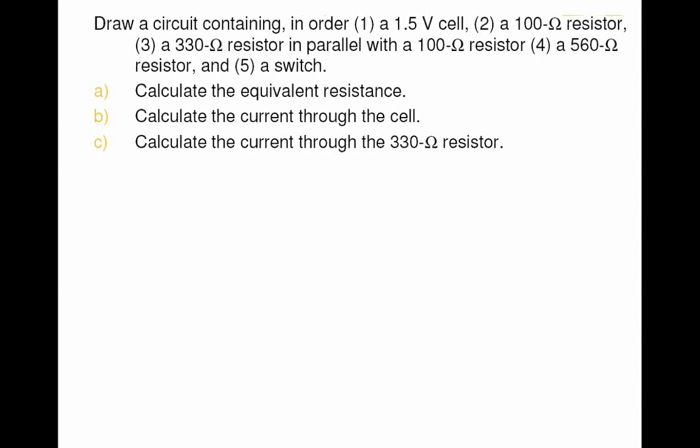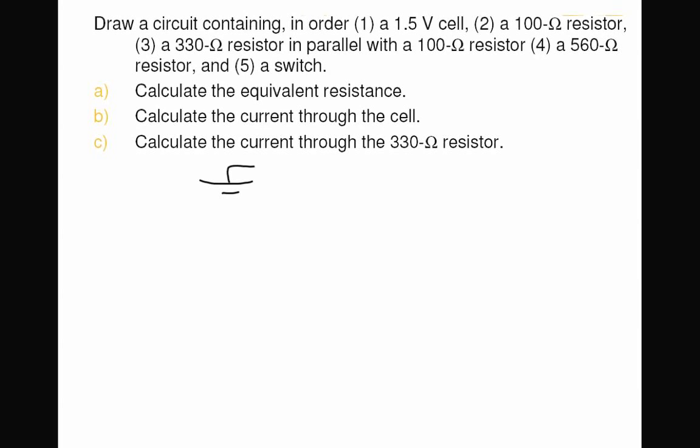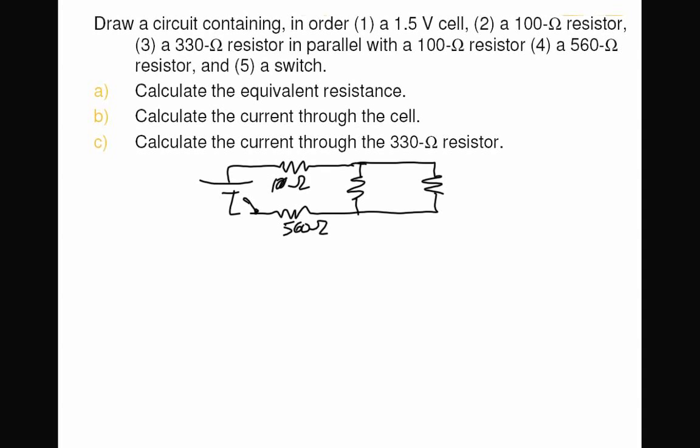We have a 1.5 volt cell or battery. There's a 100 ohm resistor, then there's 100, and then there's two resistors in parallel, and then there's that 560 ohm resistor. Oh, and there's a switch here. There we go. So 560, 330, 100.